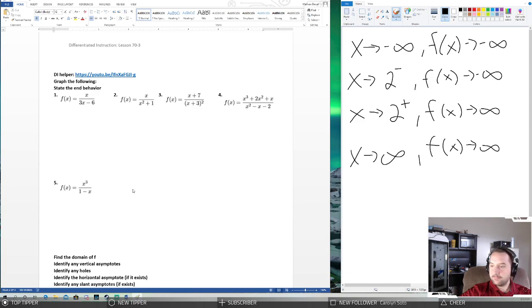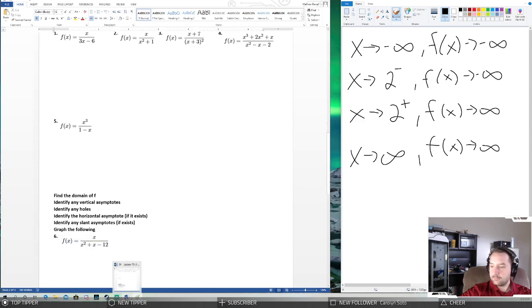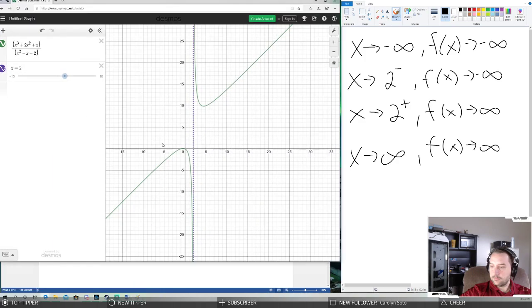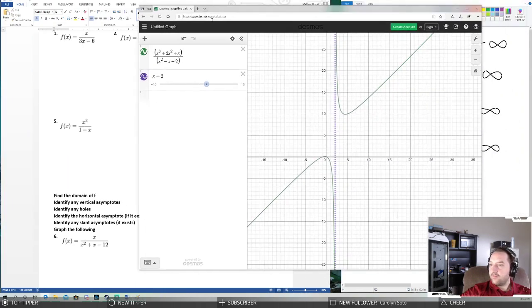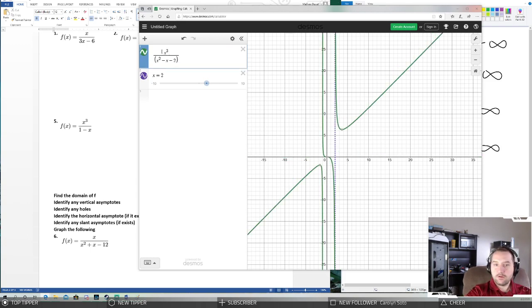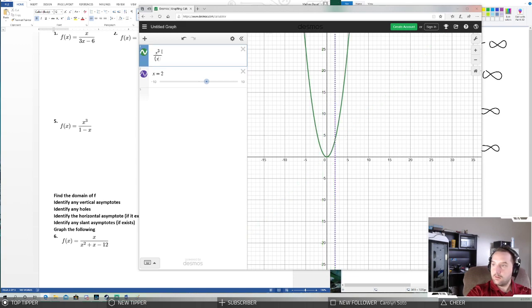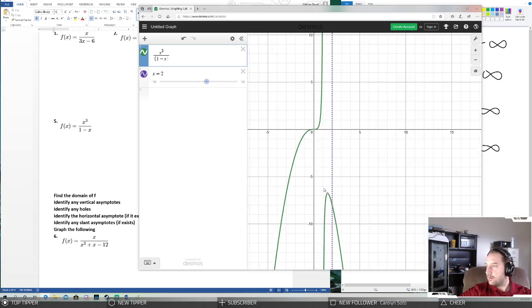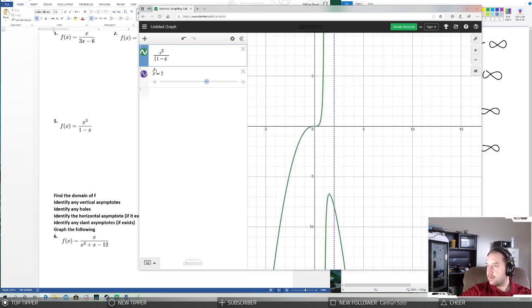Number 5. So we have x cubed over... How's it going, Jackie? Ooh, this is a good one. Okay, so let's zoom in. It looks like, and even verifying here, this is 1 minus x. So if I set that equal to 0, you're going to get x equals 1. So I'm going to have my vertical asymptote at 1.